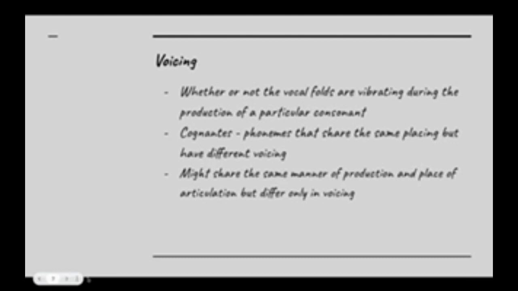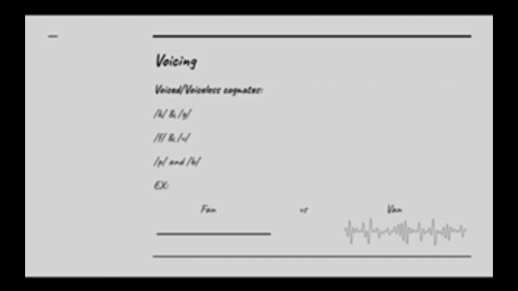So now moving on to voicing. Voicing is whether or not the vocal folds are vibrating during the production of a particular consonant. We have cognates, which are phonemes that share the same placing but have different voicing, and they also might share the same manner of production and place of articulation, but still only differ in voicing. So we have voiced and voiceless cognates. Some of those include K and G, the F and V, the P and B.